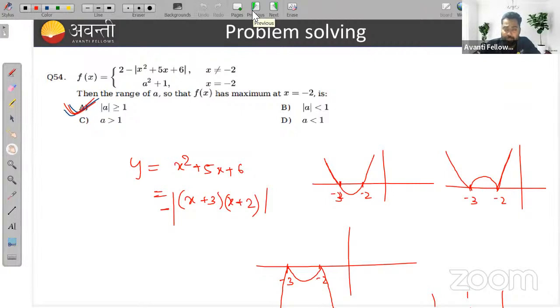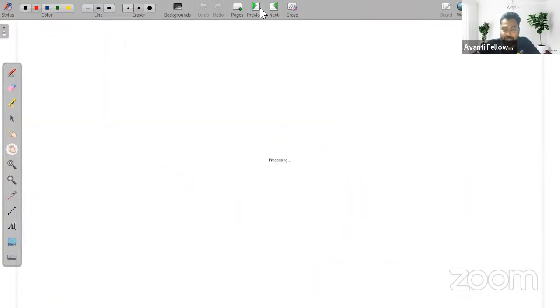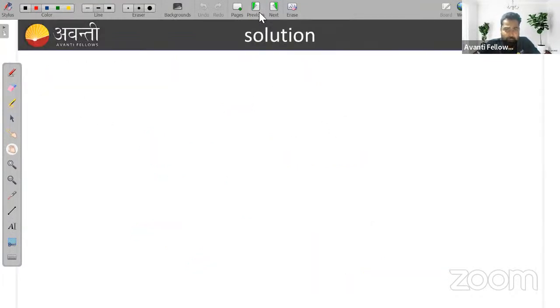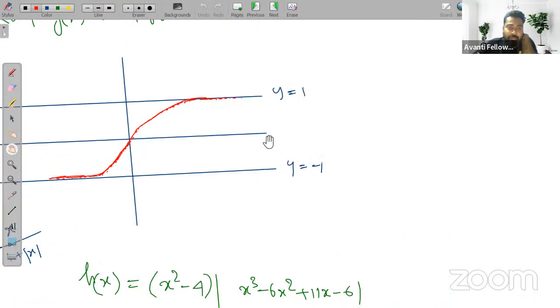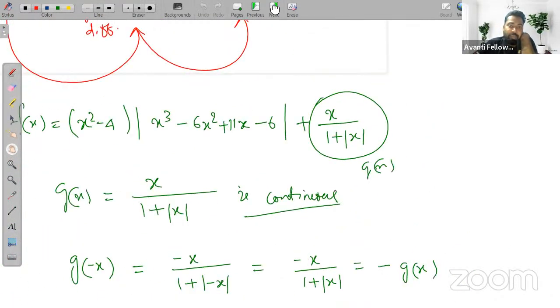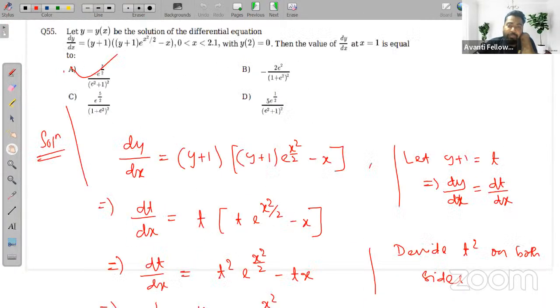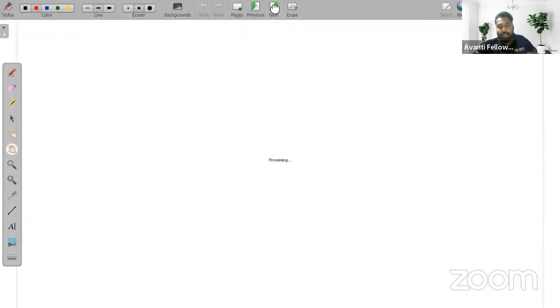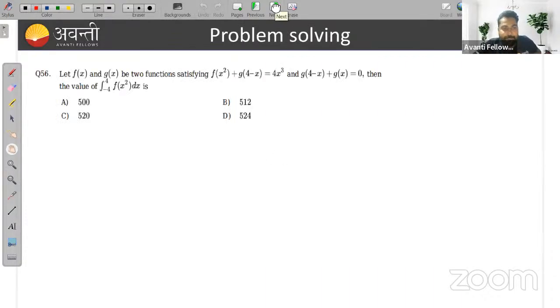Suddenly you can't. If you did not solve such type of questions, then you won't be able to solve the questions at the moment in the examinations, right? This question is actually easy, but the first and the second questions are difficult. So let's move to the next question. I hope the differential equation question is understood by everyone, guys. Let's move to the next question here.